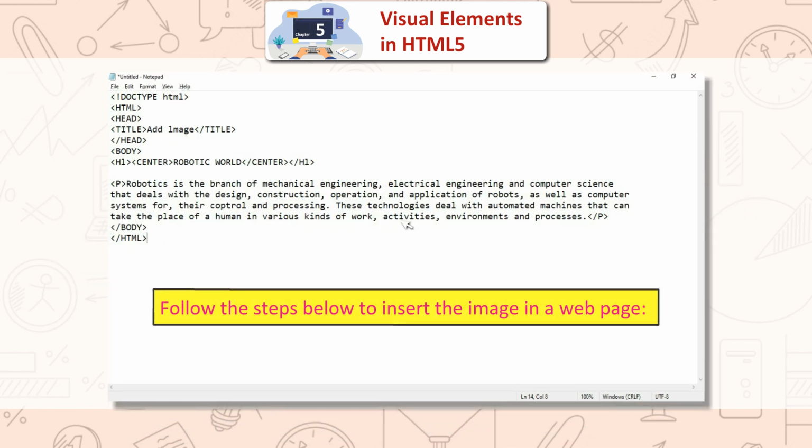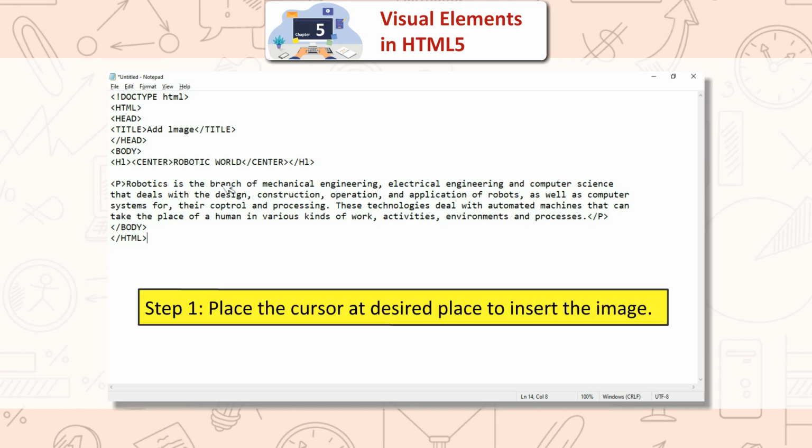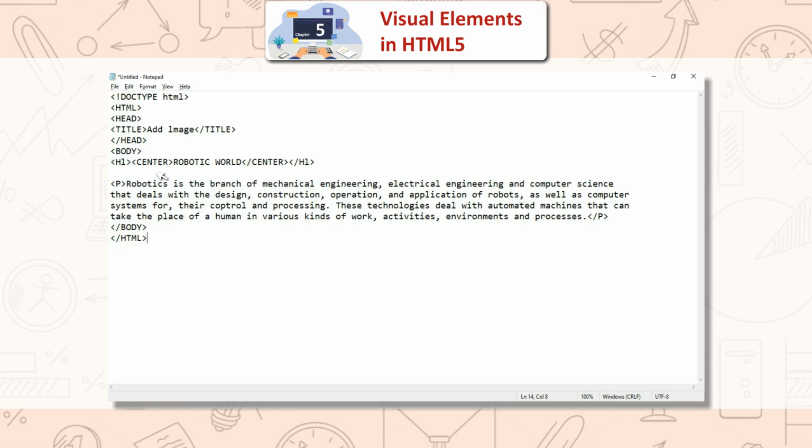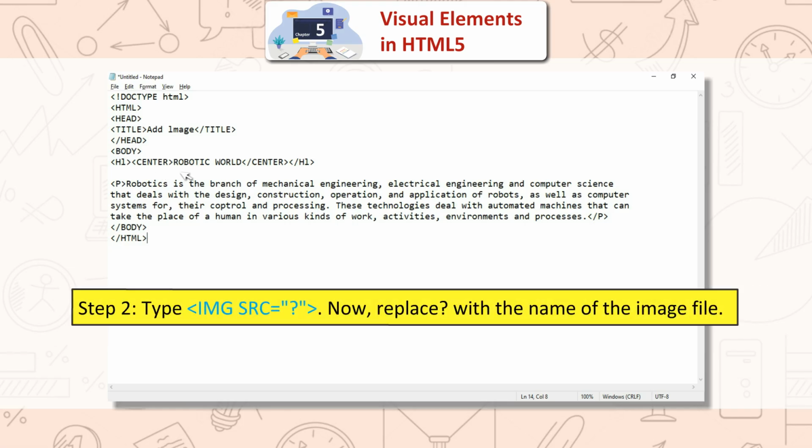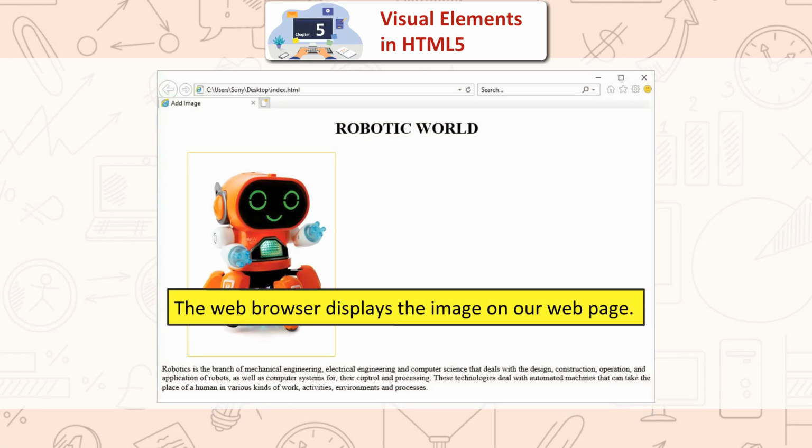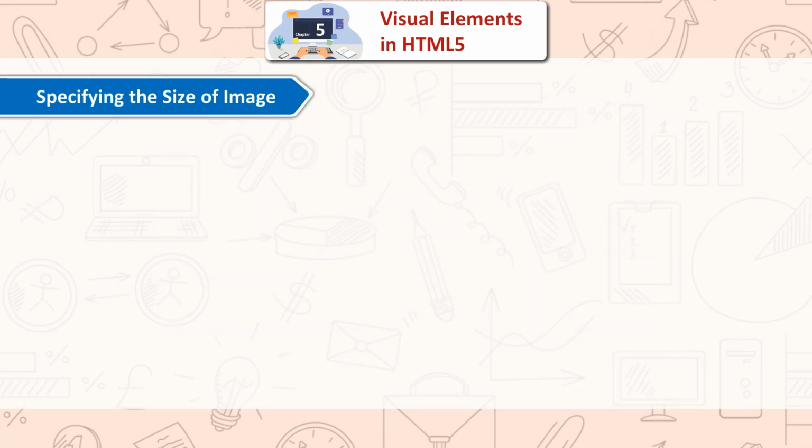Follow the steps below to insert the image in a web page. Step 1. Place the cursor at desired place to insert the image. Step 2. Type image src is equal to double quotes question mark. Now replace question mark with the name of the image file. The web browser displays the image on our web page.